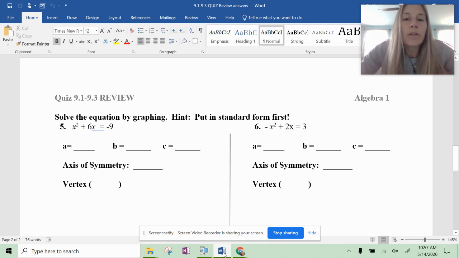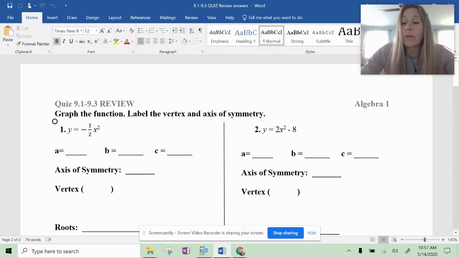Okay, so we are going to start reviewing for our quiz on graphing quadratics in standard form. We've been working on that for the last 2 days. And there's one other thing that we kind of need to look at. We haven't looked at anywhere they're maybe mixed up or they're not in standard form. We have to put them in standard form first.